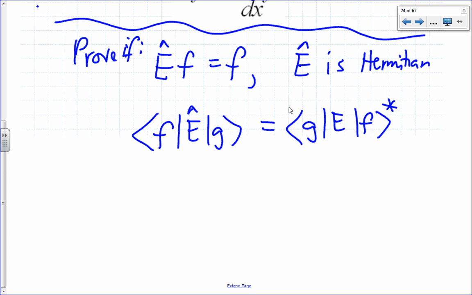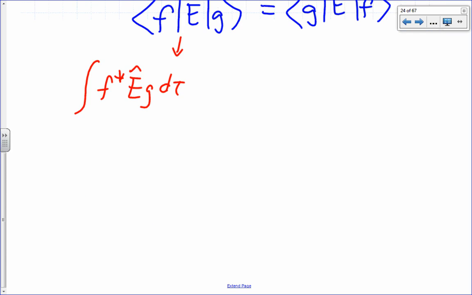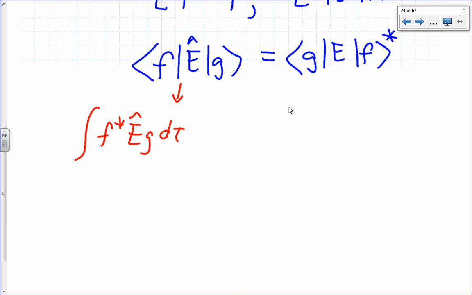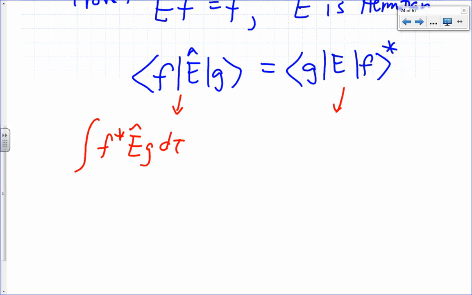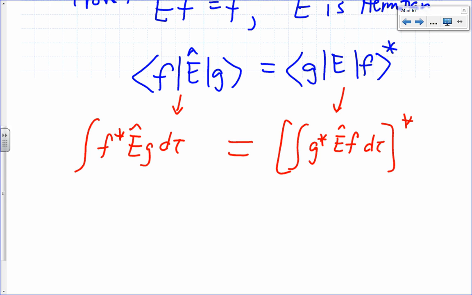So how do we prove that? Well, let's write this in standard form. Integral of F star E hat G d tau, right? And what do we do next? And this, what is this integral? Integral of G star E hat F d tau, and I have to take the complex conjugate of that. Right? I have to show those two to be equal.